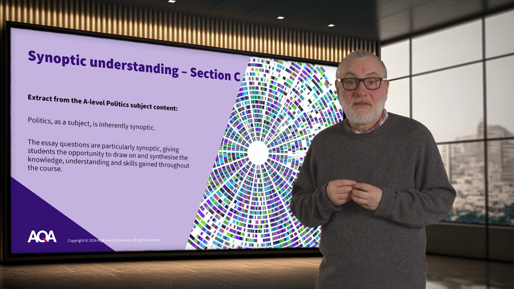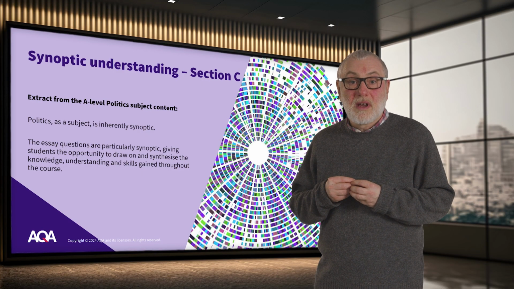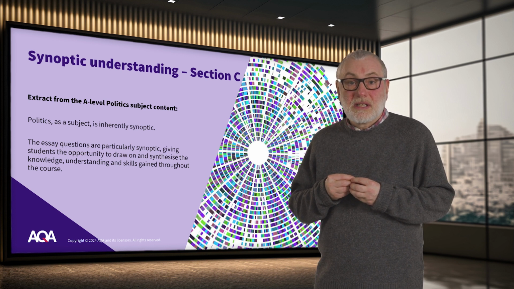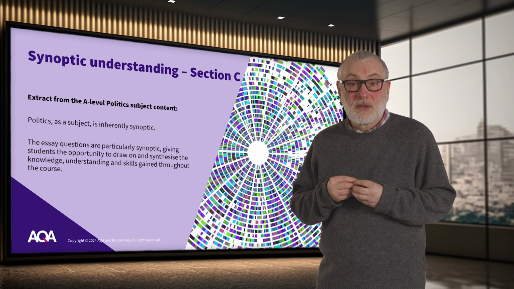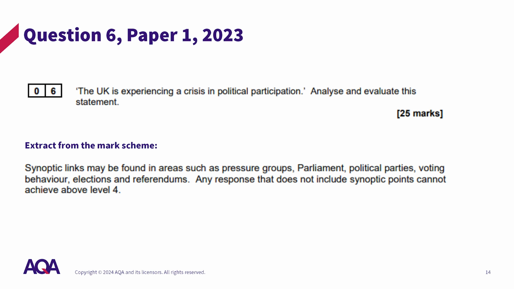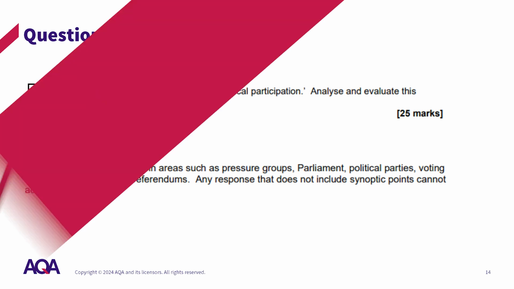Therefore, it is imperative that we include a synoptic element within our question papers, which appears in the section C essay question. If you choose to design bespoke synoptic questions for your students, you should think about the sort of links that students will be able to make across different parts of their politics studies. The question on the screen perfectly illustrates what synoptic questions should look like. Rather than being focused on one area of the specification, students can draw on ideas from across their paper 1 studies, such as pressure groups, political parties, elections, and referendums, as shown in this extract from the mark scheme.